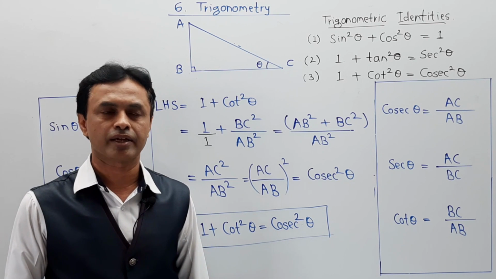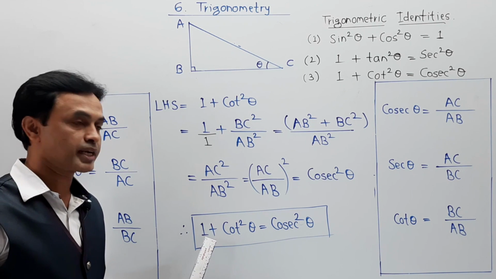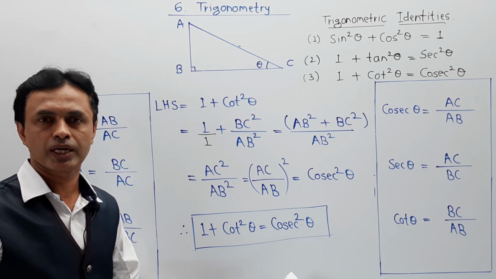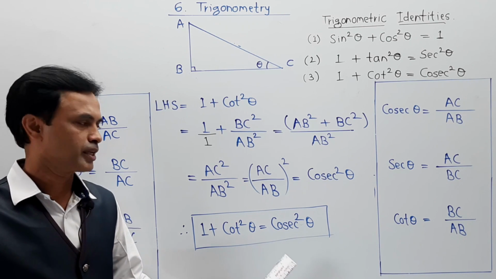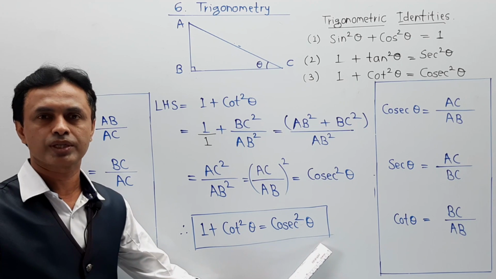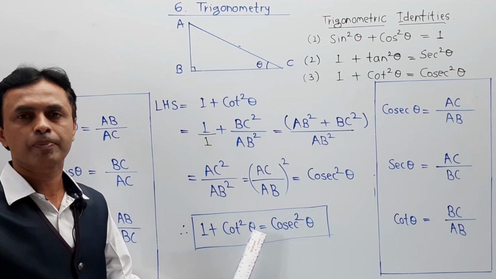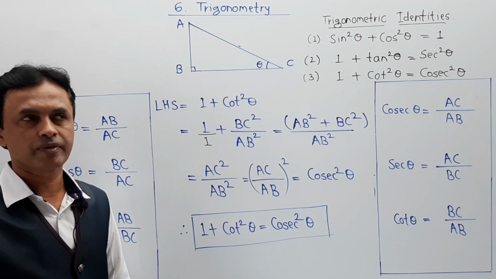Student, remember it very carefully. Sometimes in a numerical we get 1 plus cot square theta. At that time we have to replace it by cosec square theta. Sometimes in a numerical it is given as cosec square theta. We have to replace it by 1 plus cot square theta for simplification.